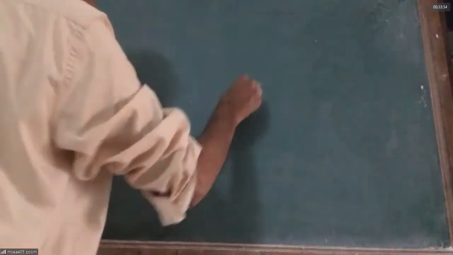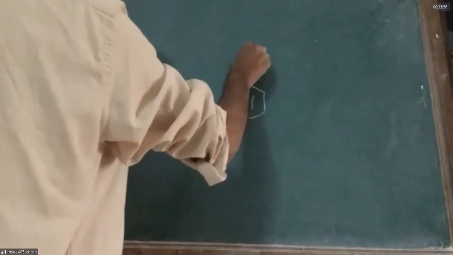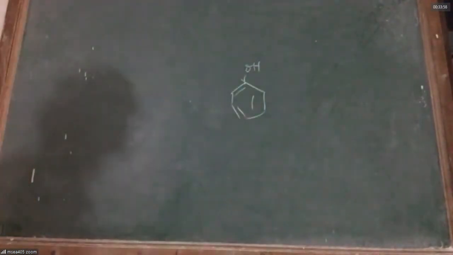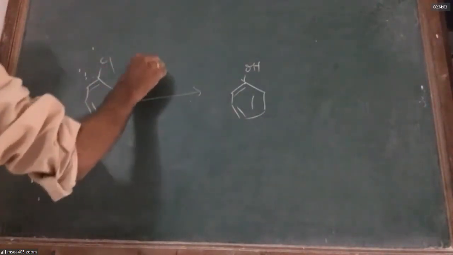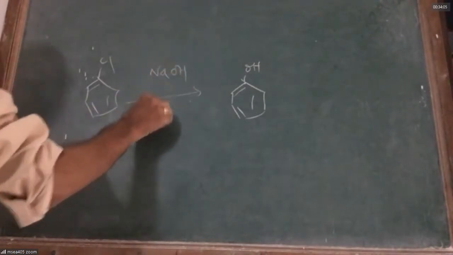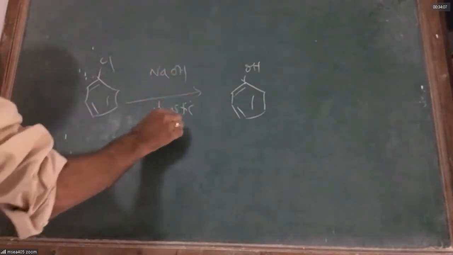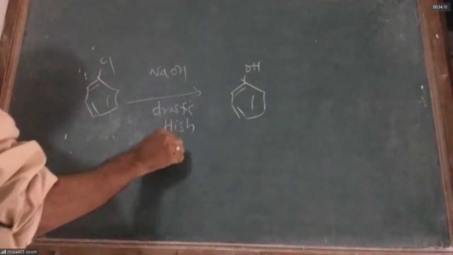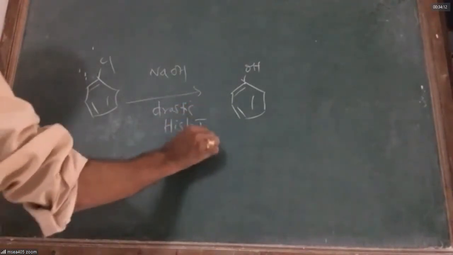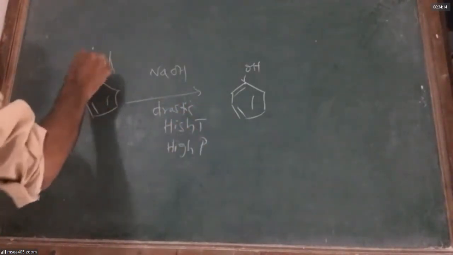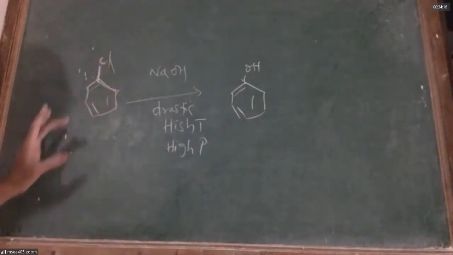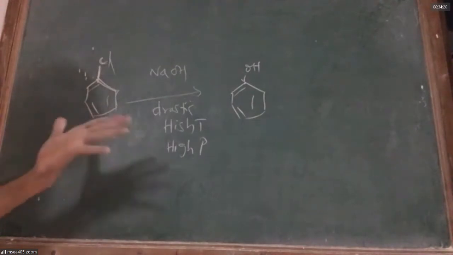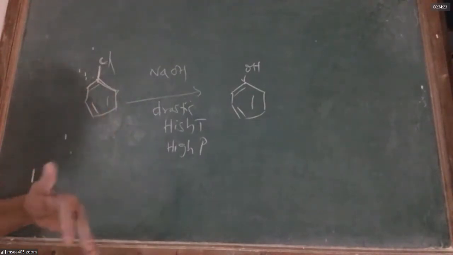Sir, how can I prepare phenol? Using benzene, I can take chlorobenzene under drastic conditions, high temperature, high pressure. Why that? Because the C-Cl bond has a double bond nature. It is an sp2 carbon. The C-Cl bond is difficult to break. So you require high temperature like 623 K and high pressure like 200 atmospheres.